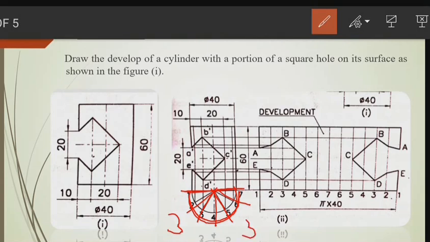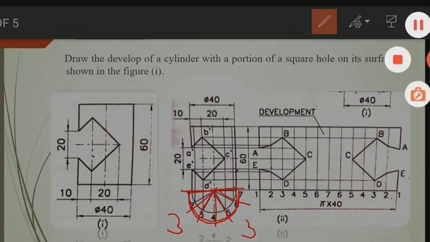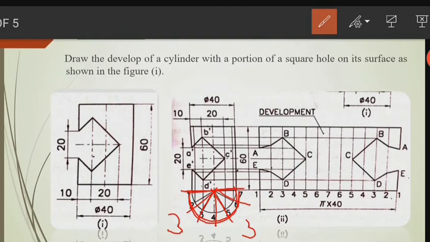Okay, now what you have to do is, you completed this drawing here, and now you are going to open it.